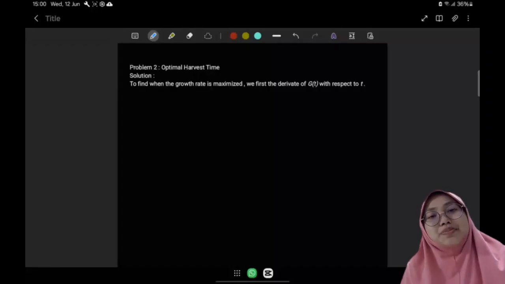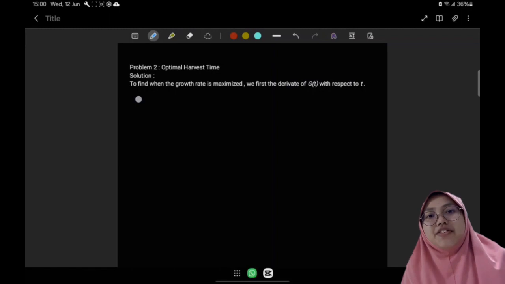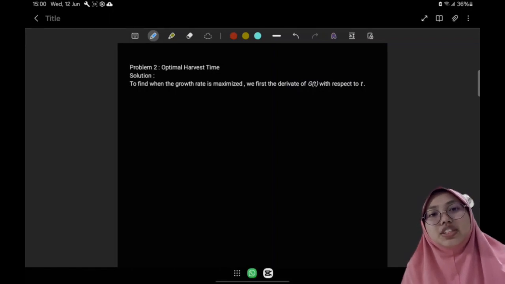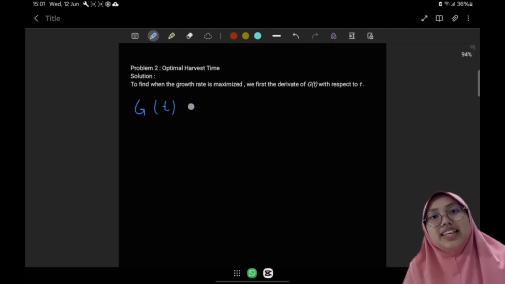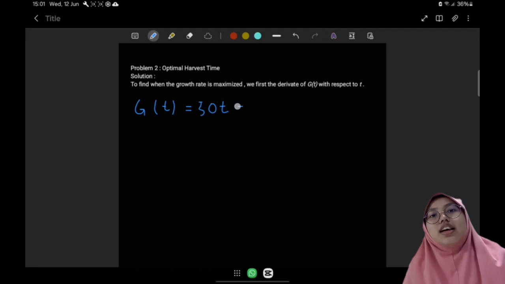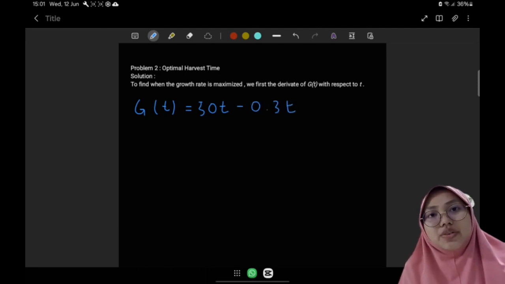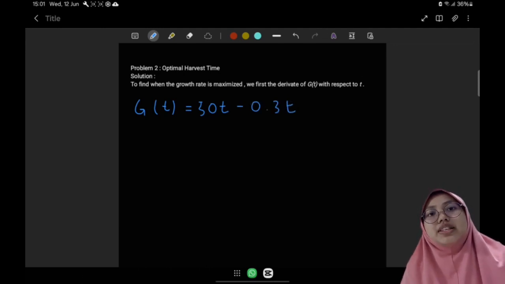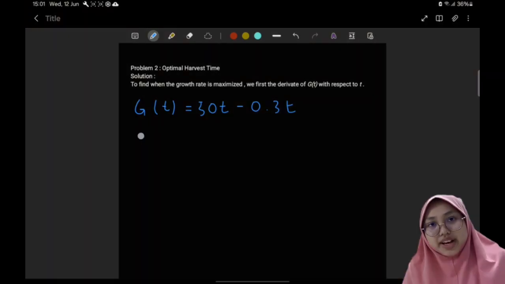I'm going to talk about problem 2, optimal harvest times. The growth of a certain crop in Malaysia is modeled by the function g(t) equals 30t minus 0.3t to the power of 2, where g(t) is the growth in centimeters and t is the time in days. Determine the time at which the growth rate is maximized.